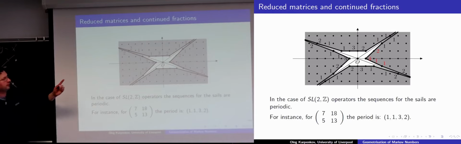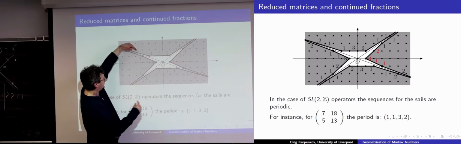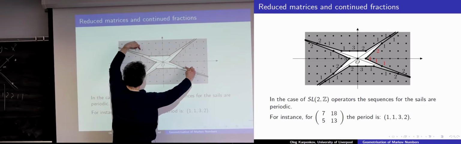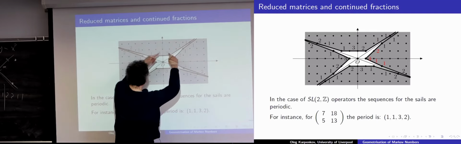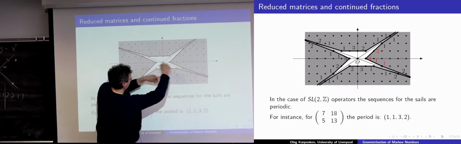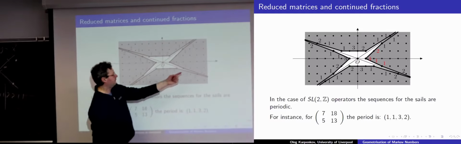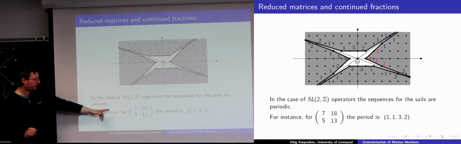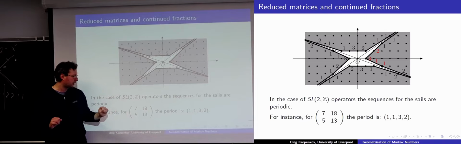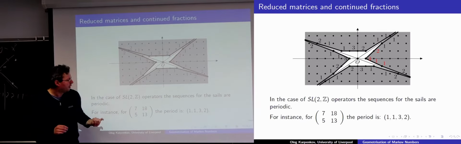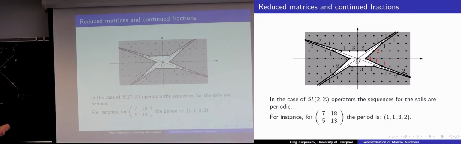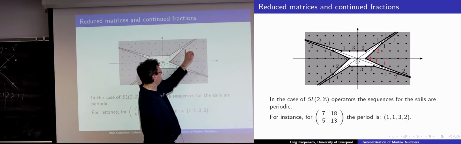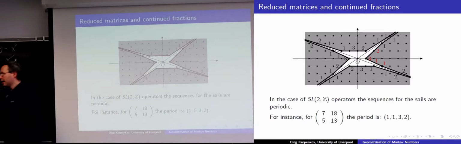First of all, have a look. If you look more accurately here, you see that all the numbers here would give you the same sequence, 1, 1, 3, 2, 1, 1. And here it would be 2, 1, 1, 3, 2, 1, etc., everywhere. So one of the sequences defines everything we need. And also for the case of SL(2,Z) matrices, so all integer entries and determinant plus one, you will have some period here. So it would be periodic, like in this case, by the way. We have 1, 1, 3, 2, and then again 1, 1, and 3, 2, and so on. Great.